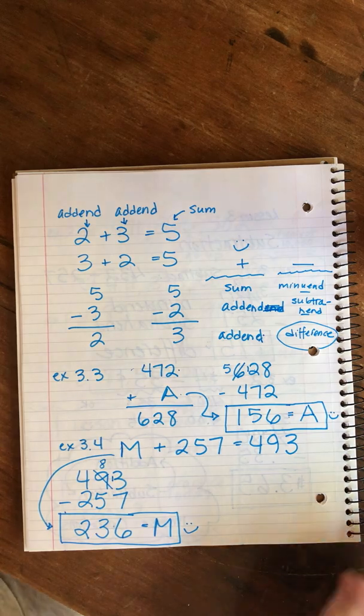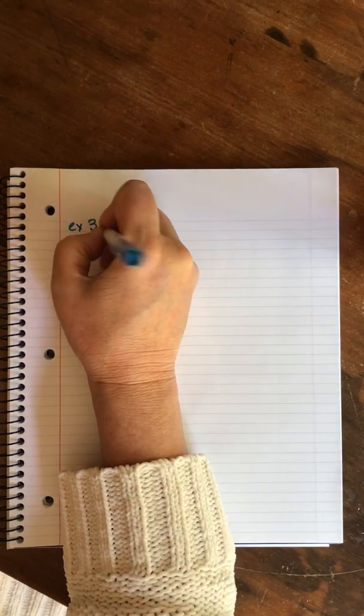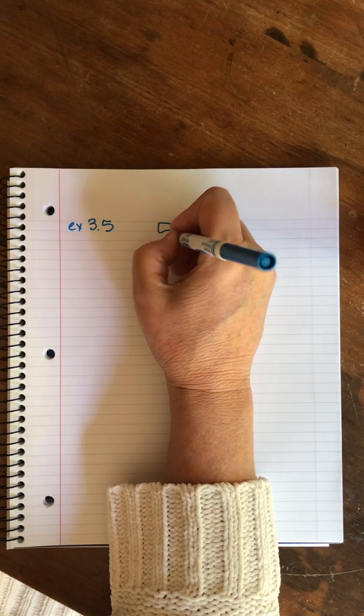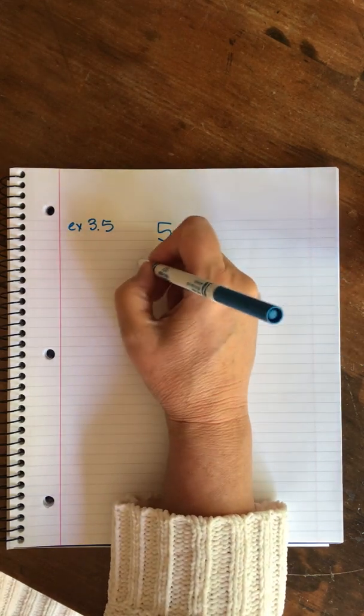One more. Two more, actually. Flipping, and then we're done with this lesson. Example 3.5. Find the missing number once again. Now this time, again, we're going to write it down as it is in the book, but you wouldn't have to do this for your homework.